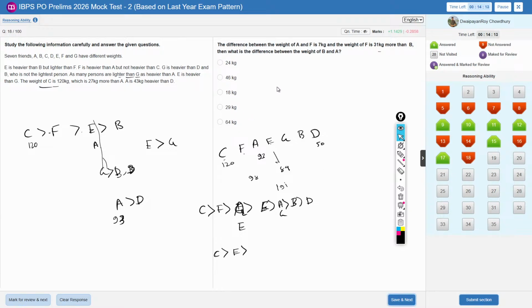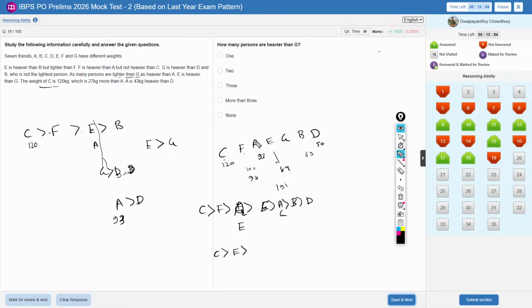Difference between the weight of A and F is 7. Okay, so it's 100. Weight of F is 31 more than B, so 69. Difference between B and A, it's going to be 4 at the end, and 24. How many percent heavier than G? So 4% more than 3.